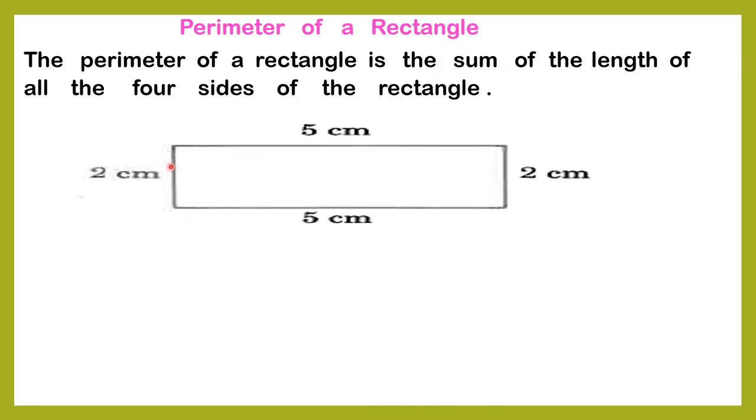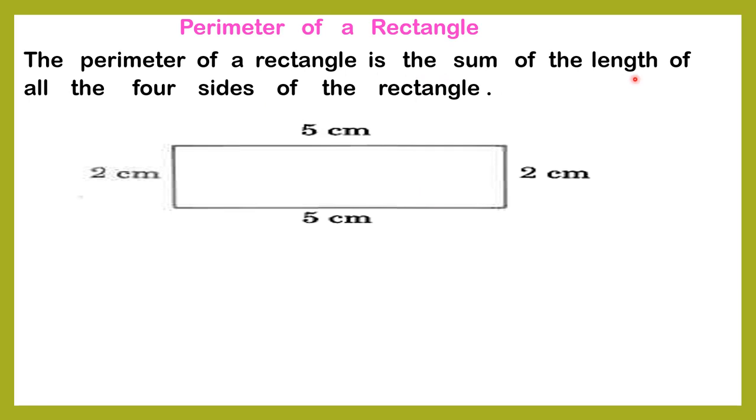Here is a rectangle. Now if you see, there are two different measures given over here. One is 5 centimeter and the other is 2. Why? Because as I said earlier, a rectangle has opposite sides equal. So 5 and 5 centimeter, 2 and 2 centimeter. So let's see now how to find out the perimeter of this rectangle.